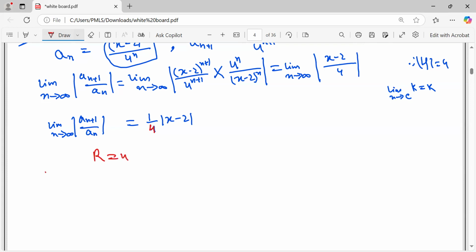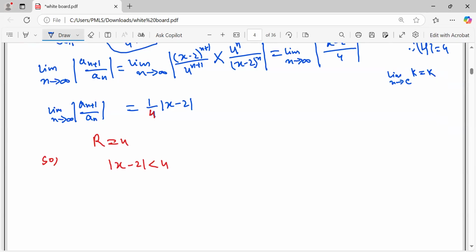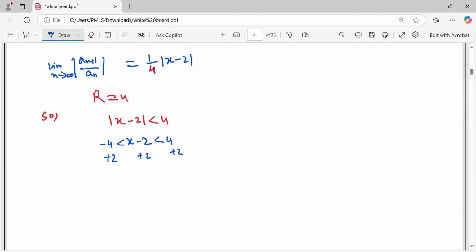And what we need to do is set it out something like that, mod of x minus 2 less than 4. We are interested in finding the interval of convergence, that is why we set it less than 4. Now we need to solve this. So it can be expressed as x minus 2 less than 4 and x minus 2 greater than minus 4. To find the value of x, we need to add 2 in this inequality. So when we add 2, we will get minus 2 here, x in the middle, and on this side we get 6.